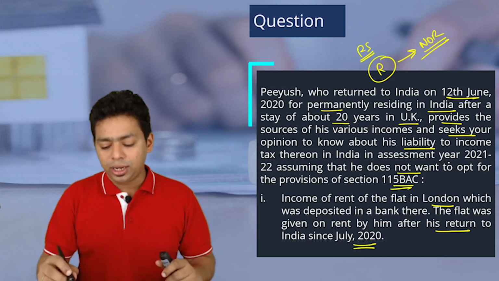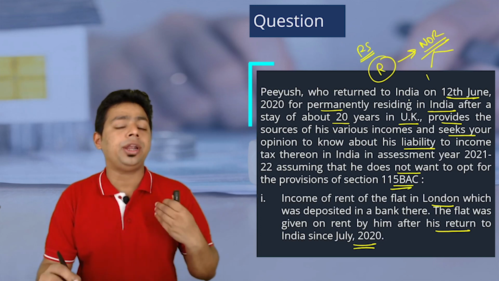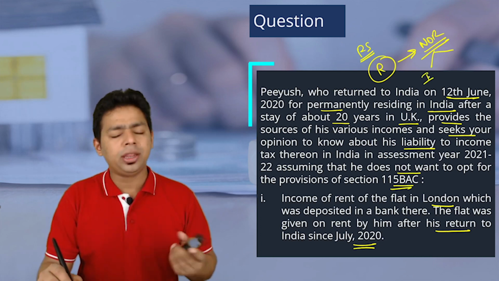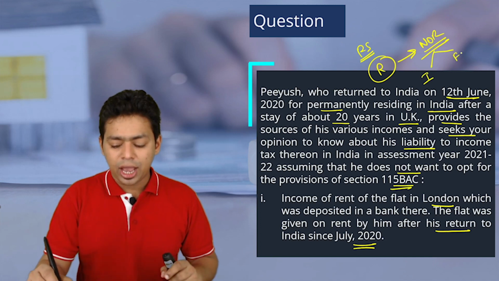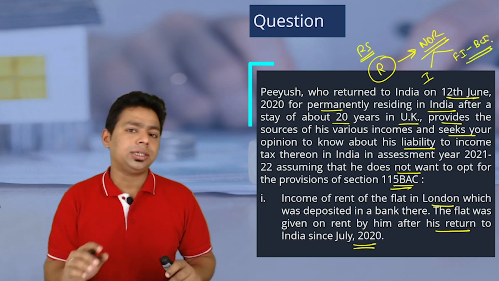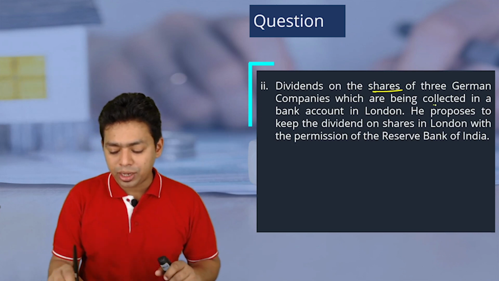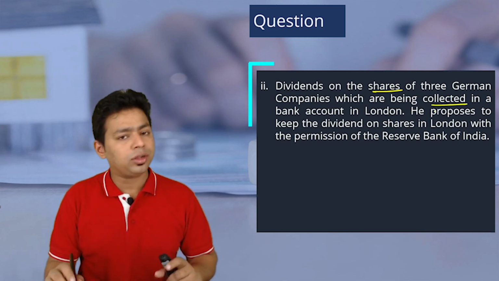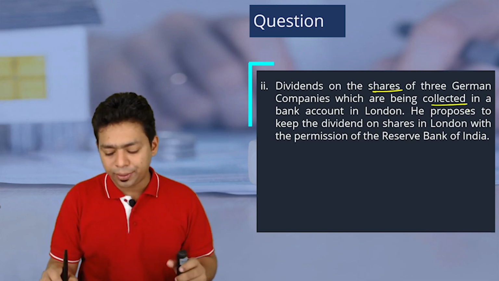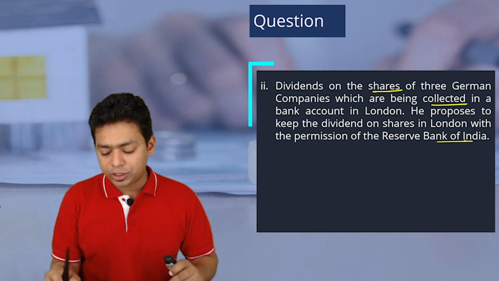And for a non-ordinary resident, income which is accrued in India, received in India, deemed to be accrued in India, deemed to be received in India, meaning thereby Indian income is taxable, and out of the foreign income, only business controlled from India is taxable in India. Okay. Dividend on shares of 3 German companies which are being collected in bank account in London. So accrued outside India, received outside India. He proposes to keep the dividend on shares in London with the permission of Reserve Bank of India.